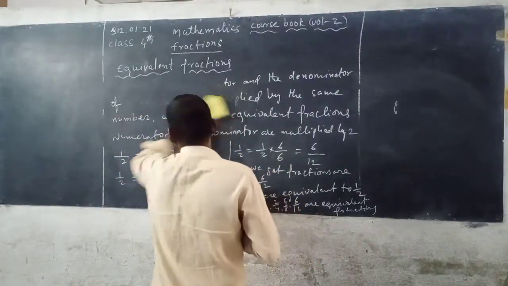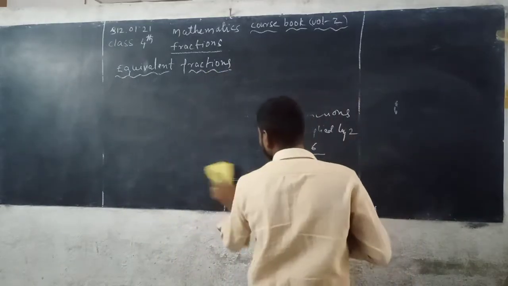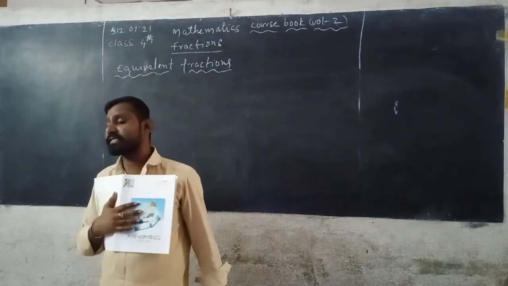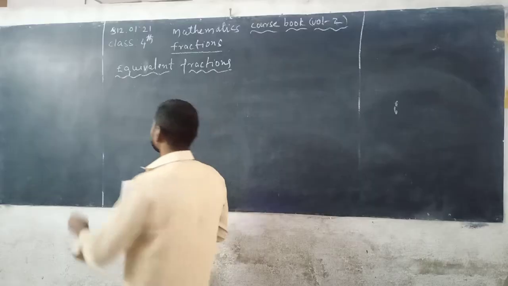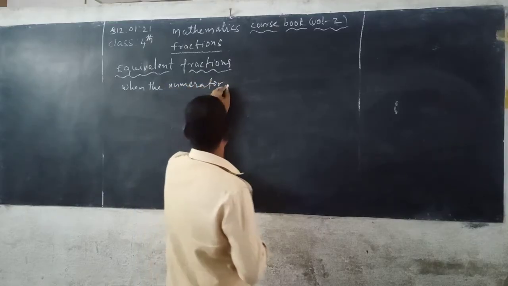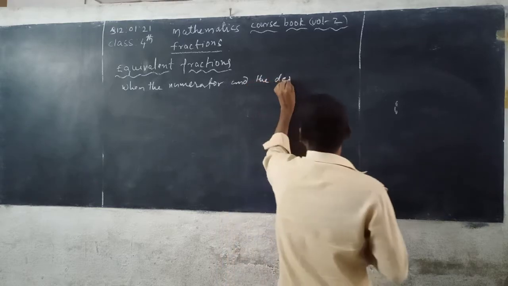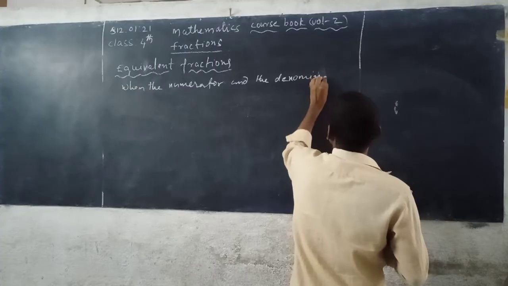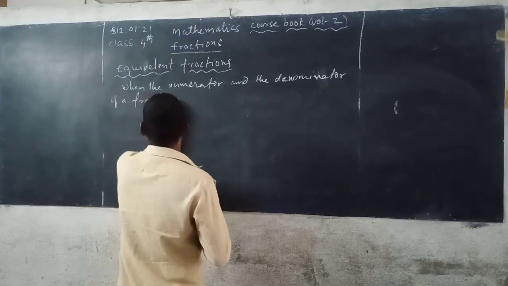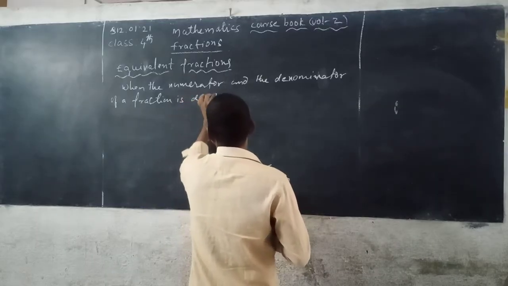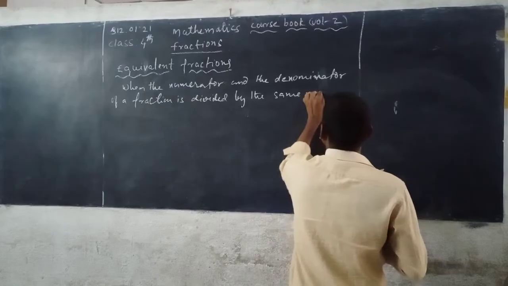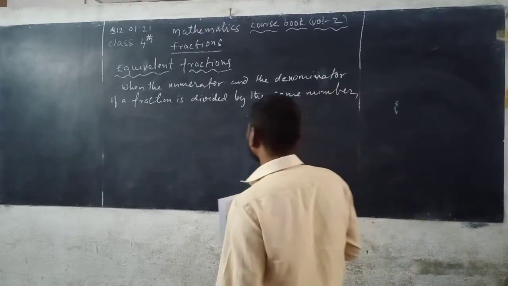Now again, see here, listen carefully. When the numerator and the denominator of a fraction are divided by the same number, we can get equivalent fractions.